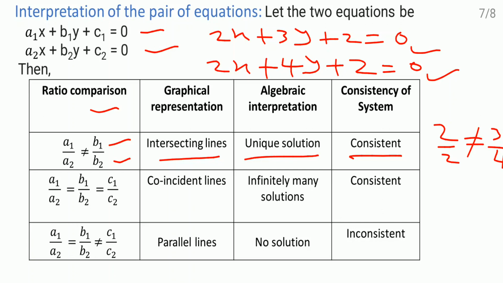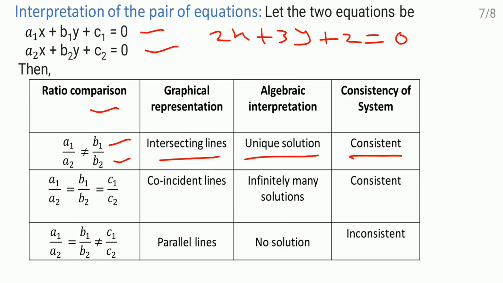Come to the second one here. Look at this one. All three ratios are equal. As they are equal, definitely the lines are coincident lines. That means overlapping lines. As they are overlapping lines, they have infinitely many solutions because each and every point is common for them. As they have infinitely many solutions, the lines are consistent.